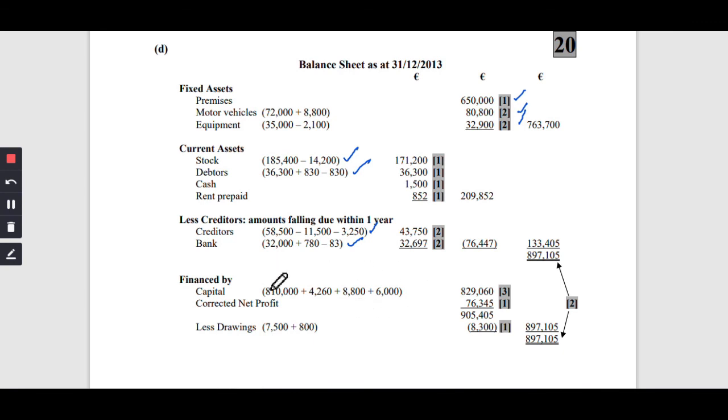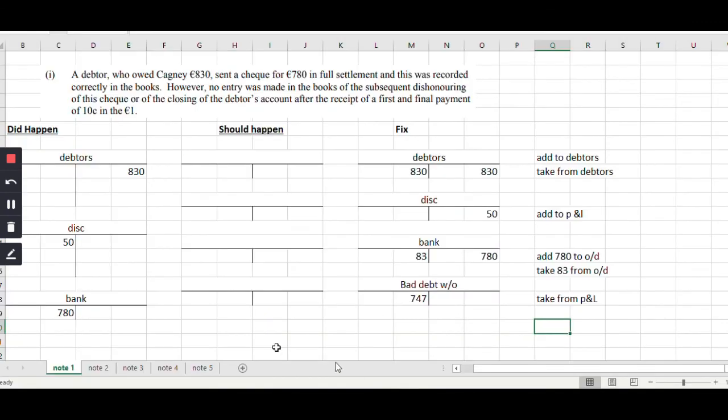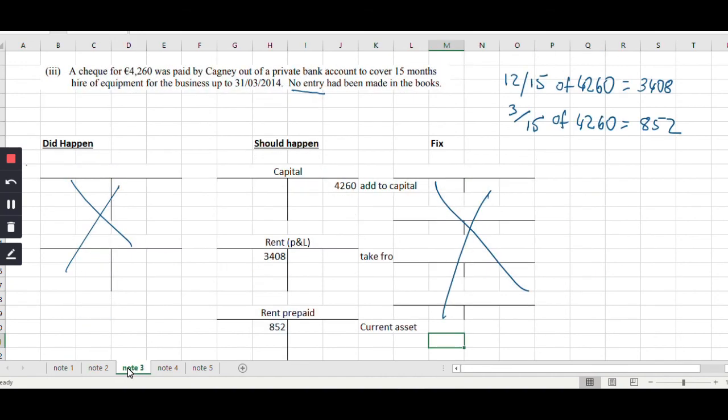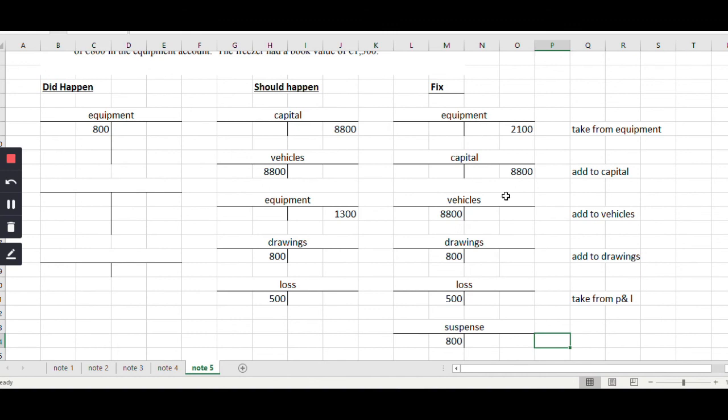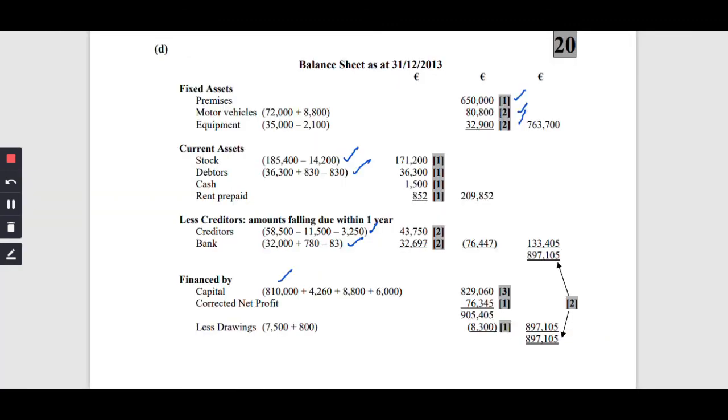The capital has 3 adjustments. So there's your initial figure of 810. If we look at our notes for capital, note number 1, no. Note number 2, no. Note number 3, add 4260. Note number 4, add 6,000. Note number 5, add 8,800. There they are, 1 mark each. And I would write them like this, not just the total, because then if you get one wrong, you could still get 2 out of 3.